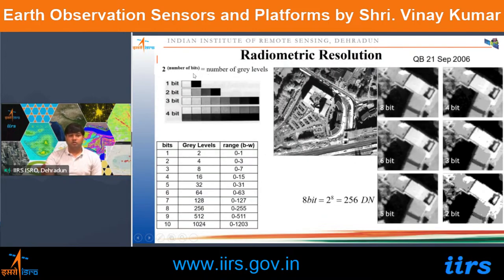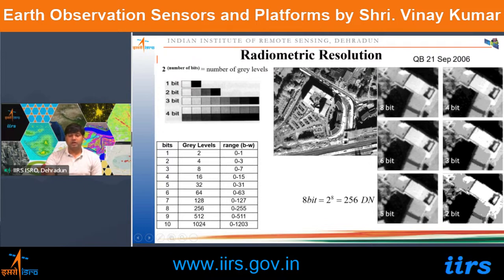You can see that it is dependent on the number of bits. So if 1 bit data is there, 2 gray levels will be there. If 2 bit data is there, 4 gray levels. 3 bit data, 0 to 7, means 8 gray levels. 4 bit data, you have 16 gray levels, 0 to 15. 0 is considered dark and the higher value is considered the brightest one. So here you can see with different gray levels, 2 bit, 3 bit, 4 bit, 5, 6 and 8 bit data, you can see how the features are differentiable here.